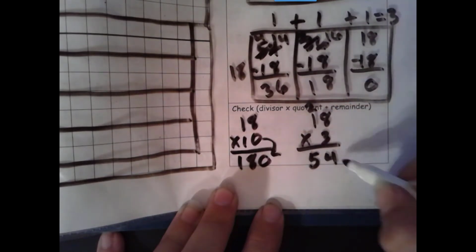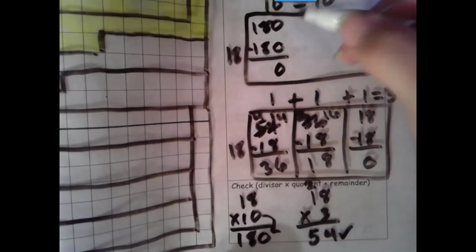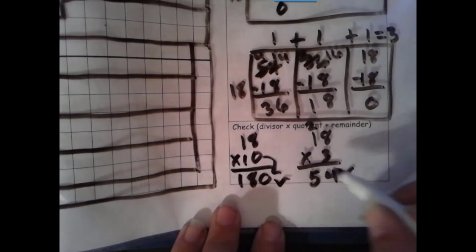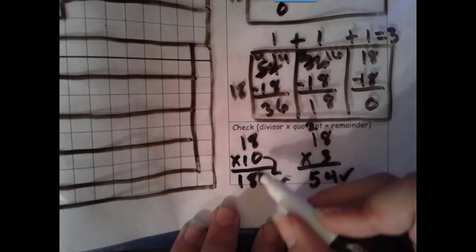54 matches our dividend, check. 180 matches our dividend, check. So our numerator is definitely 3, and our denominator is definitely 10.